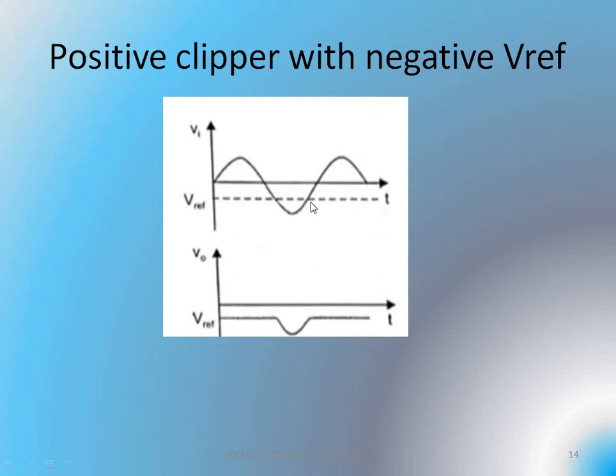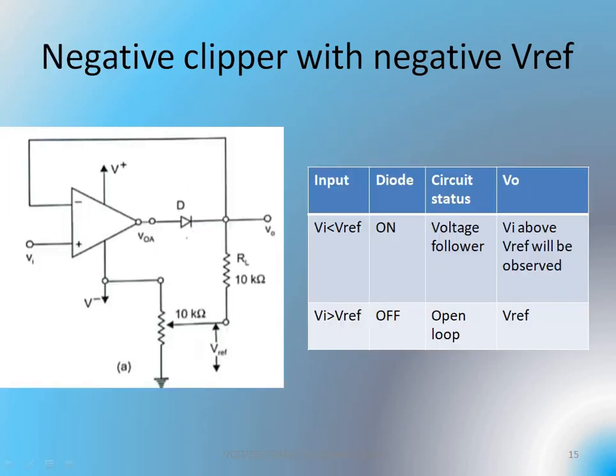The signal below the V reference, that alone will be taken. So from this point to this point, the circuit is going to be open circuited, and from this point to this point, the circuit is going to behave as the voltage follower, and again the circuit is open circuited. So this output is a positive clipper with a negative reference.